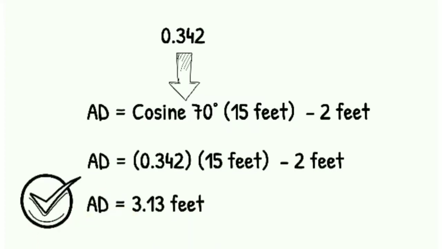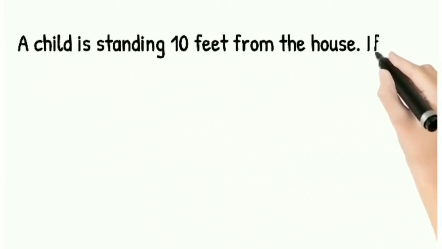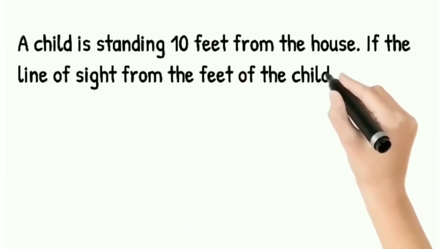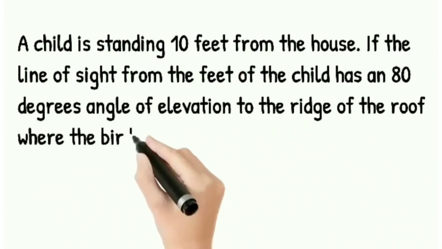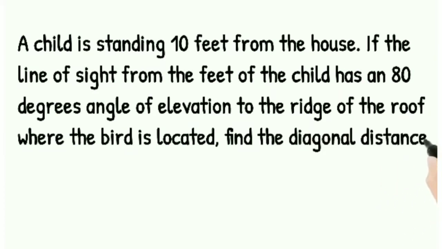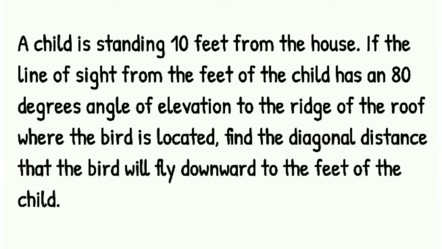In our next example, a child is standing 10 feet from the house. If the line of sight from the feet of the child has an 80 degrees angle of elevation to the ridge of the roof where the bird is located, find the diagonal distance that the bird will fly downward to the feet of the child. Let us now draw as stated in the word problem.